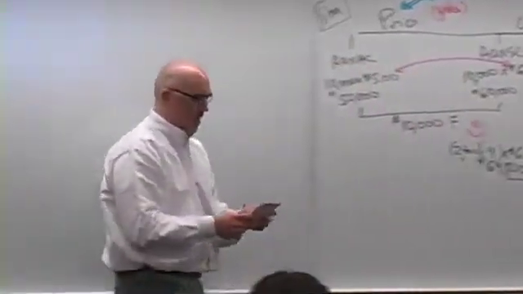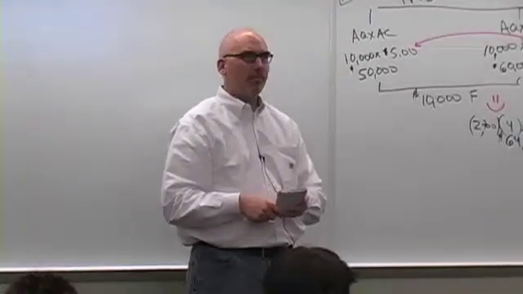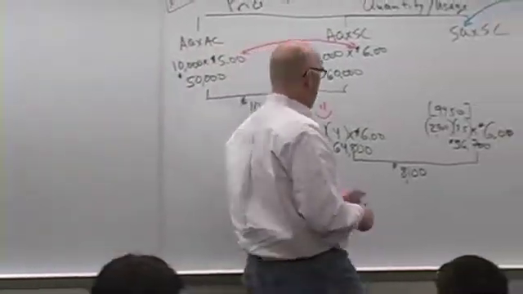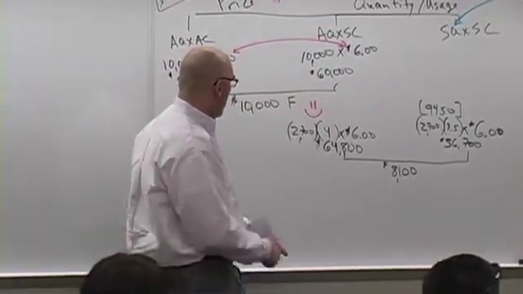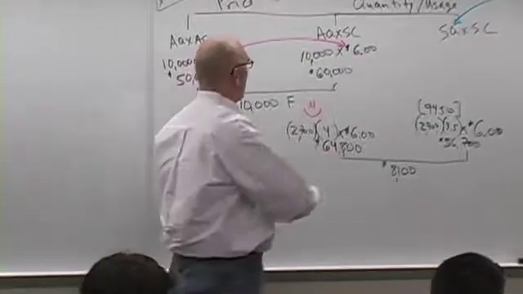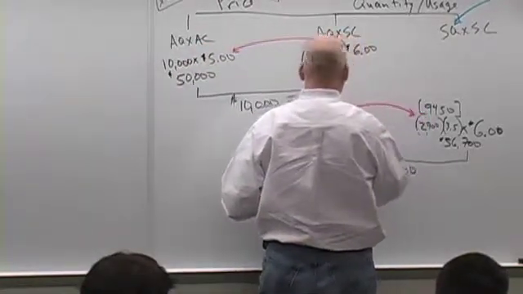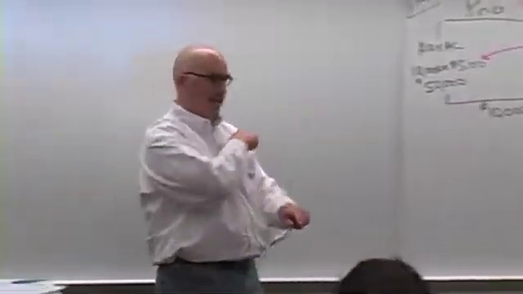$8,100. Mr. Evans, favorable or unfavorable? Favorable. Why? What are you comparing? Your actual quantity versus your standard quantity. Your actual quantity is bigger than your standard. Yes, it is. It is unfavorable.